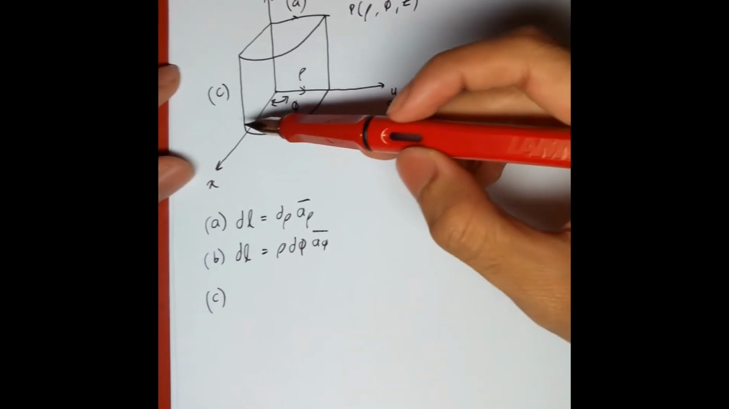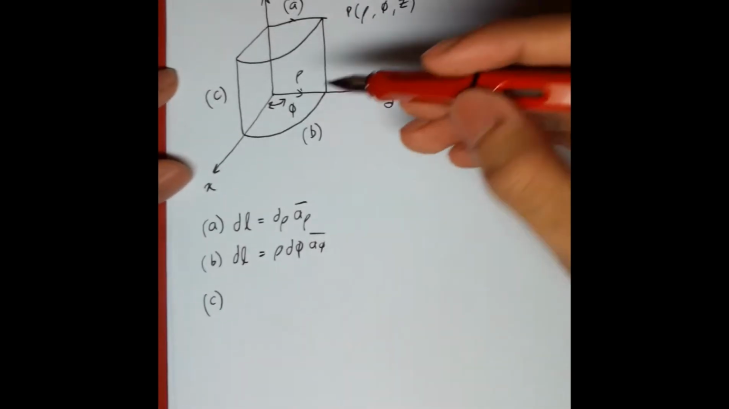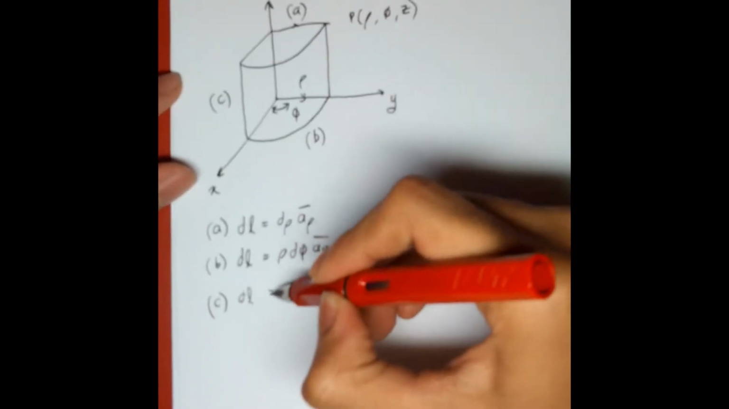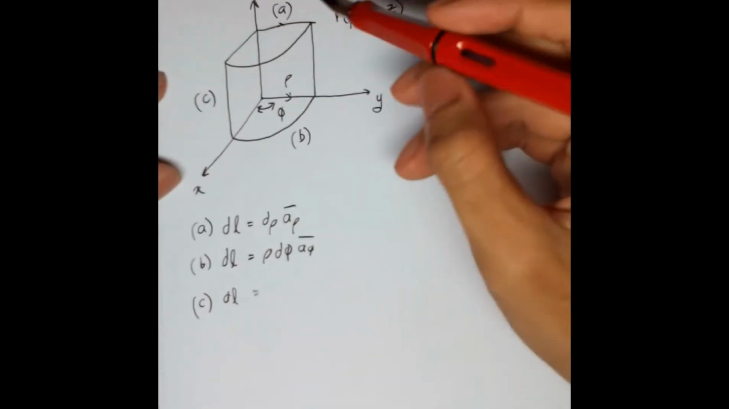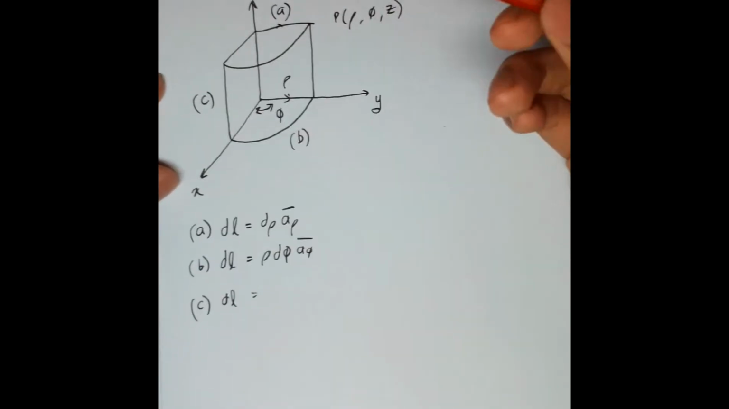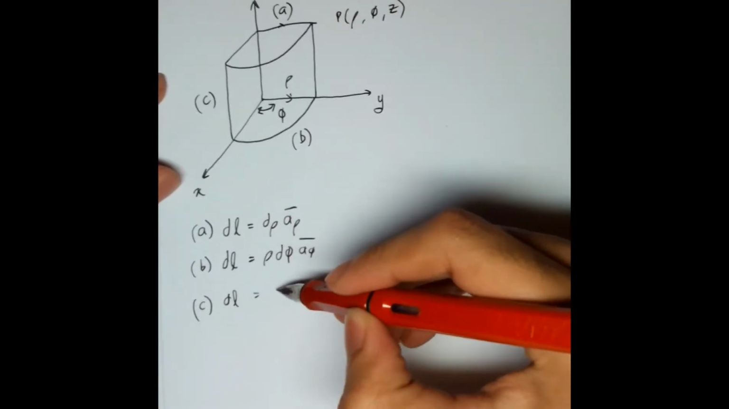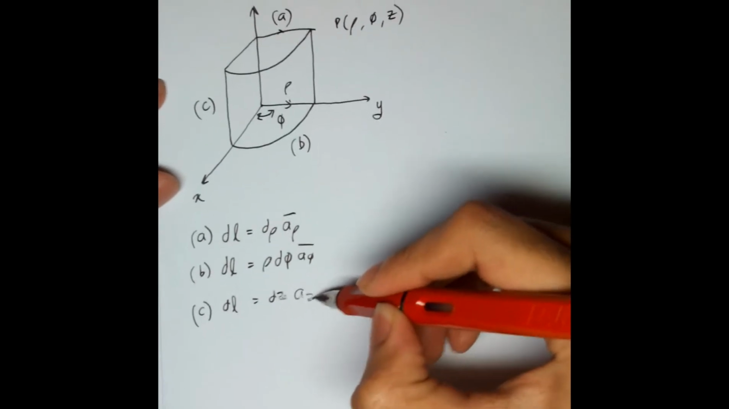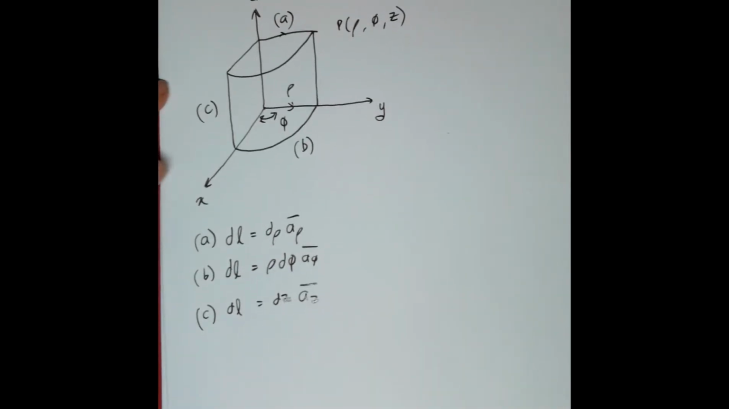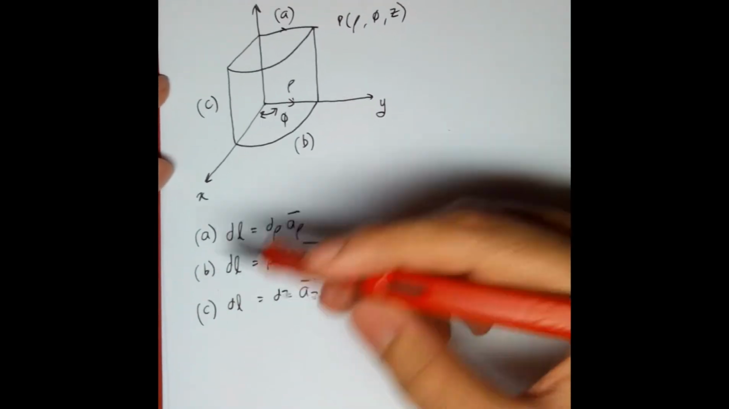For the differential length of C, you can see that it is pointing towards z. Therefore, the differential length will be dz a z. Now that is the differential length.